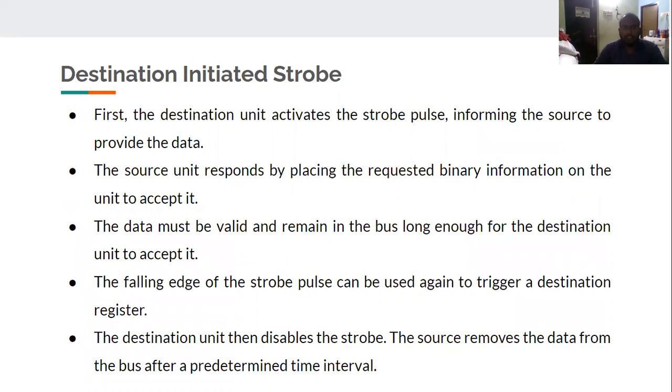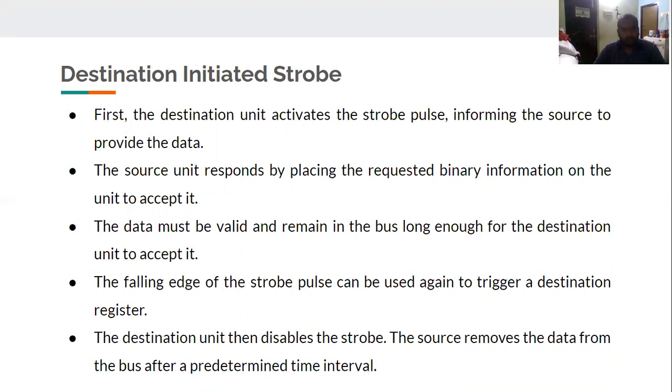Destination initiated strobe. First, the destination unit activates the strobe pulse, informing the source to provide the data. The source unit responds by placing the requested binary information on the bus for the destination unit to accept it. The data must be valid and remain in the bus long enough for the destination to accept it. The falling edge of the strobe pulse can be used again to trigger a destination register. The destination unit then disables the strobe. The source removes the data from the bus after a predetermined time interval.